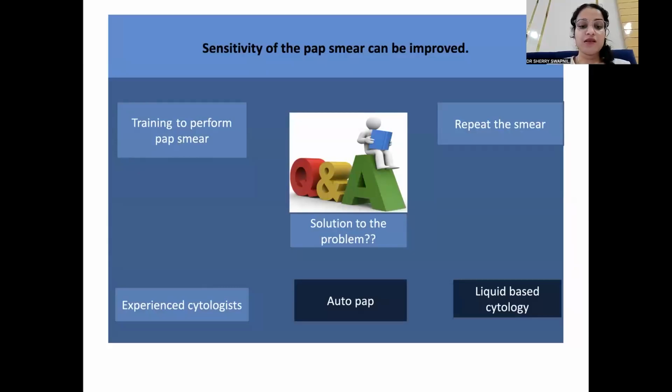The same that we have discussed earlier, the sensitivity of pap smear can be improved if training to perform pap smear is given to the staff as well, along with an experienced cytopathologist. Repeat the smear in case of menstrual blood or excessive inflammation, and then we should go for LBC. Next slide, please.